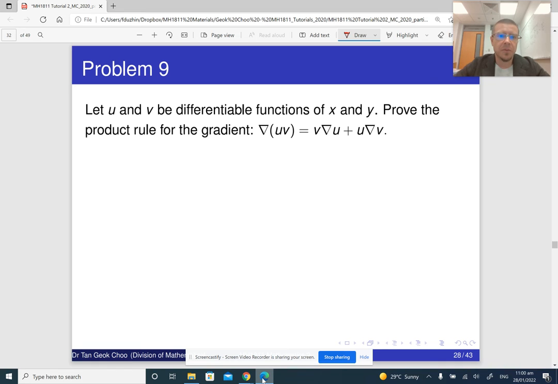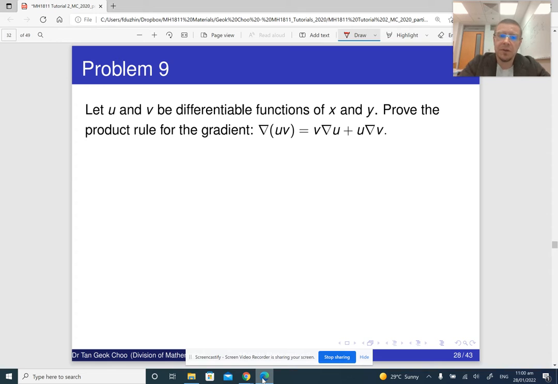Right, and here is problem 9. Here u and v are differentiable functions of x and y. Prove the product rule for the gradient. In this case, to prove means to verify this equation: nabla of uv equals v times nabla u plus u times nabla v.